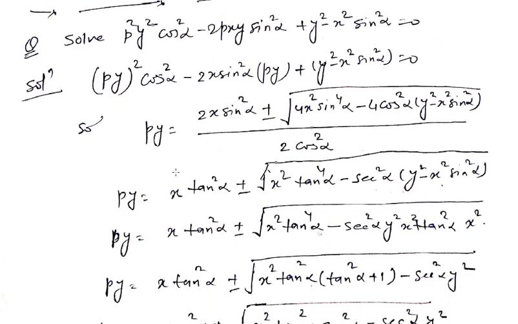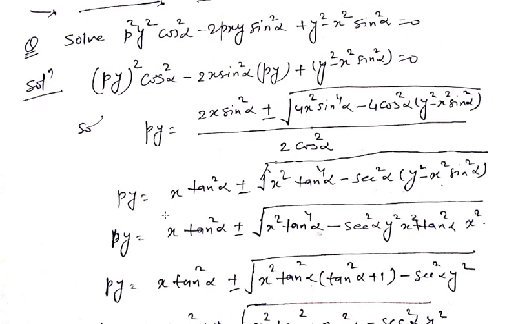So py is equals to 2x sin square alpha plus minus square root. Here a is cos square alpha, b is minus 2x sin square alpha. So b square gives us 4x square sin 4 alpha minus 4ac. A is cos square alpha, whereas c is y square minus x square sin square alpha. So we get 4x square sin 4 alpha minus 4 cos square alpha (y square minus x square sin square alpha) upon 2 cos square alpha.